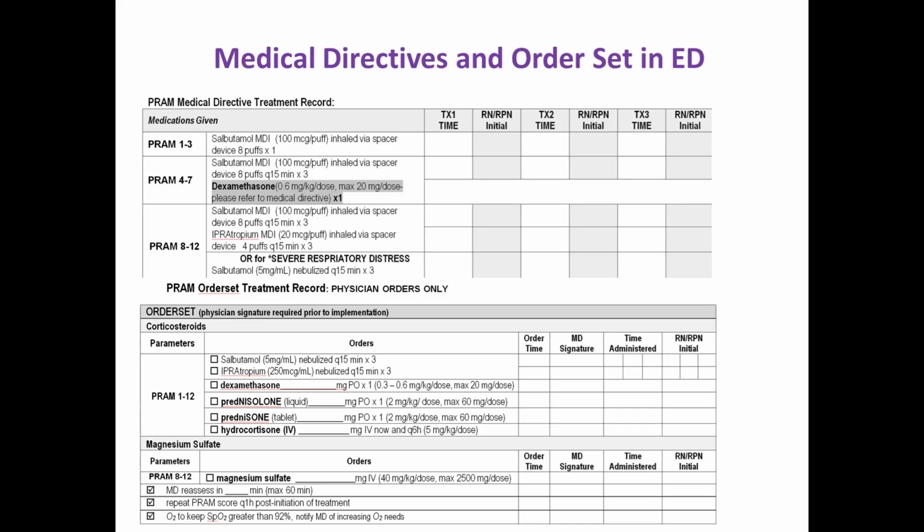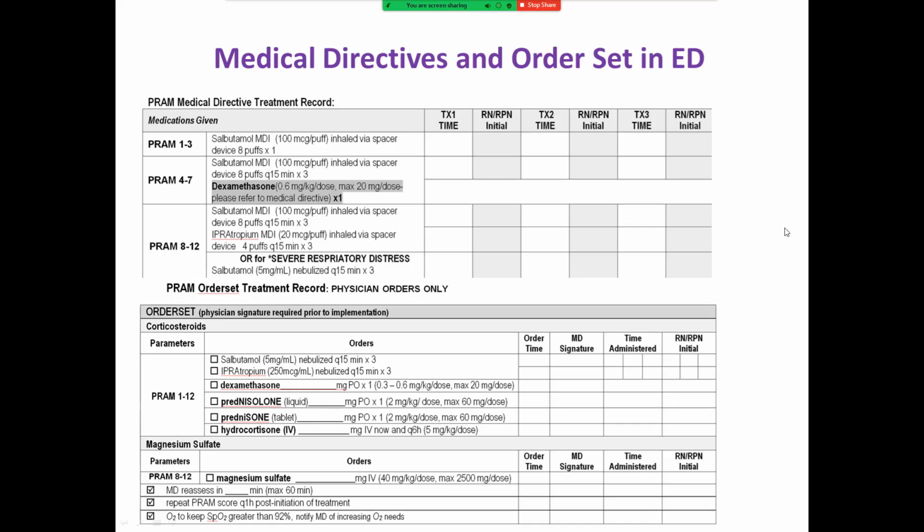also add dexamethasone. And whenever the PRAM score is between 8 and 12, that patient will actually be transferred to resus. But to start, they can give 8 puffs, Q15 times 3, and then add Atrovent as well. So that is for medical directives.